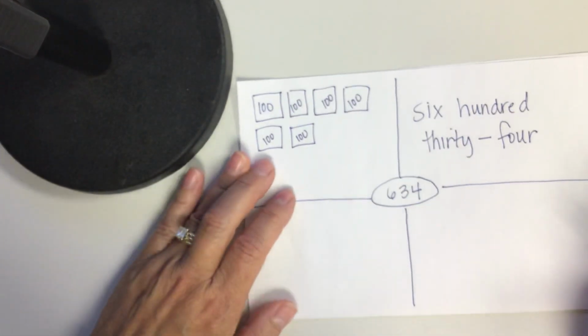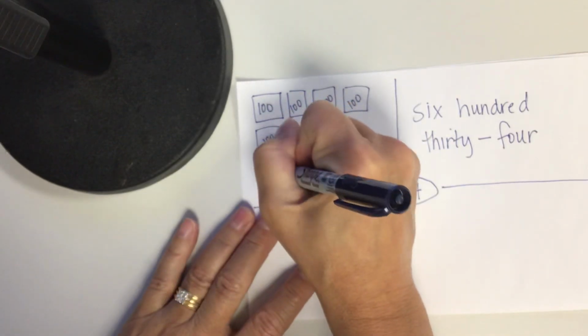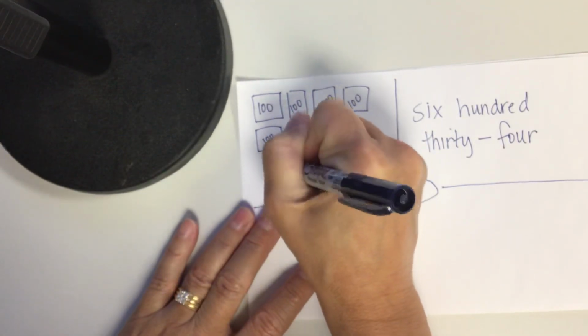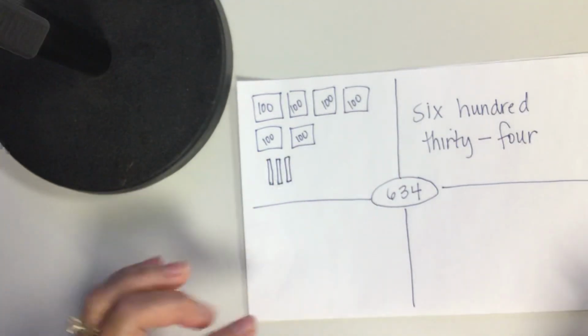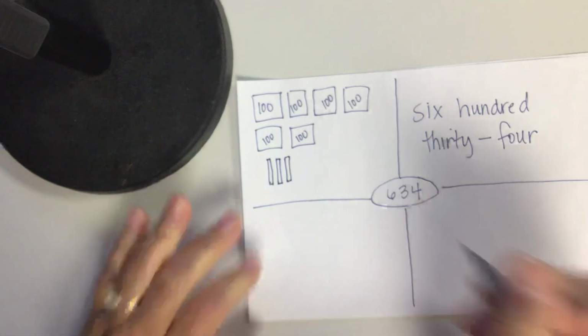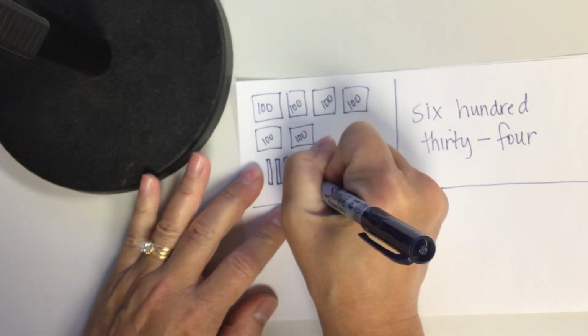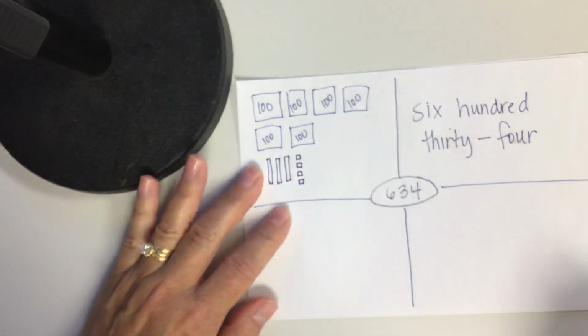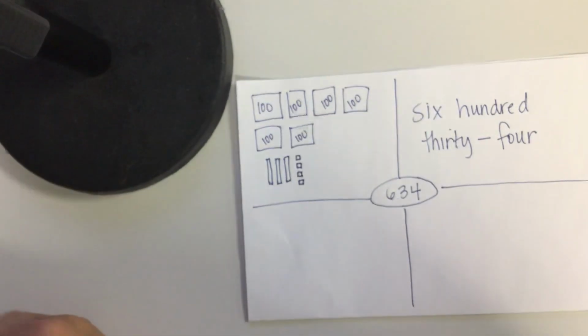These are my hundreds. Now remember, tens are like the little sticks, so I'm just going to make some thin sticks and 3 of them. And then my ones are going to be the smallest one. So I can just make some small squares here. And we know that that obviously looks like 634. Obviously your ones are going to be much smaller than your hundreds. That needs to be a thing, okay?